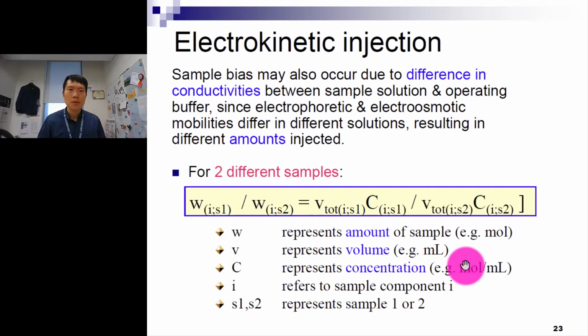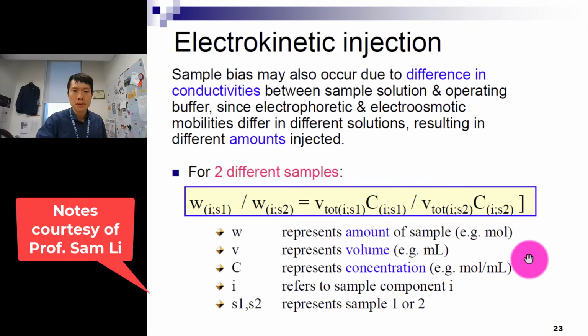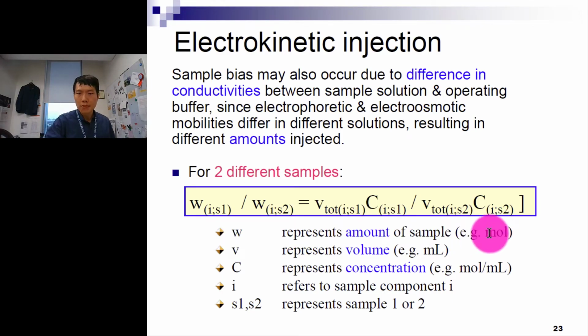Next, we know that sample bias comes from a difference in conductivity between the sample solution and the operating buffer. Maybe we don't dissolve our sample in the buffer, but sometimes we do because we want to keep the mobility closer, with less difference. But what if there's a huge difference here? Then how do we calculate? This is the equation given. We talked about it just now. What is W, the amount here? It is in moles, because the concentration is in mole per ml.